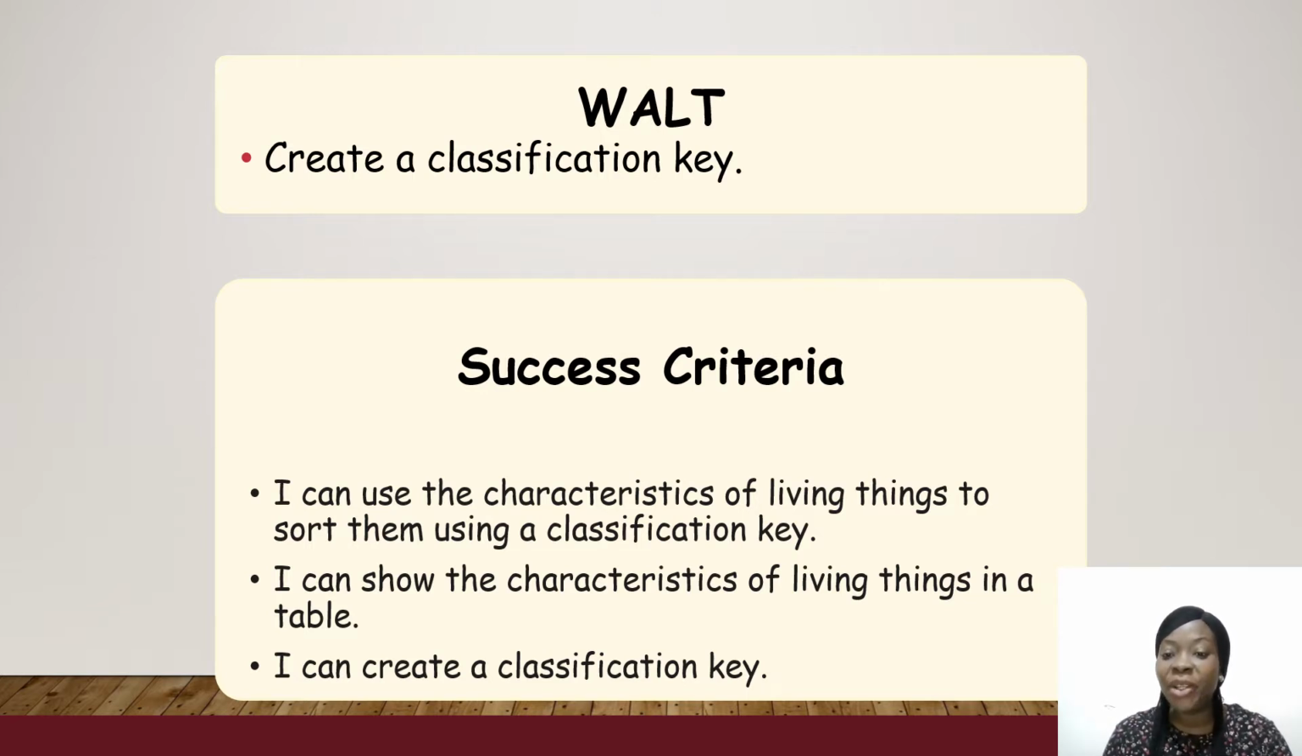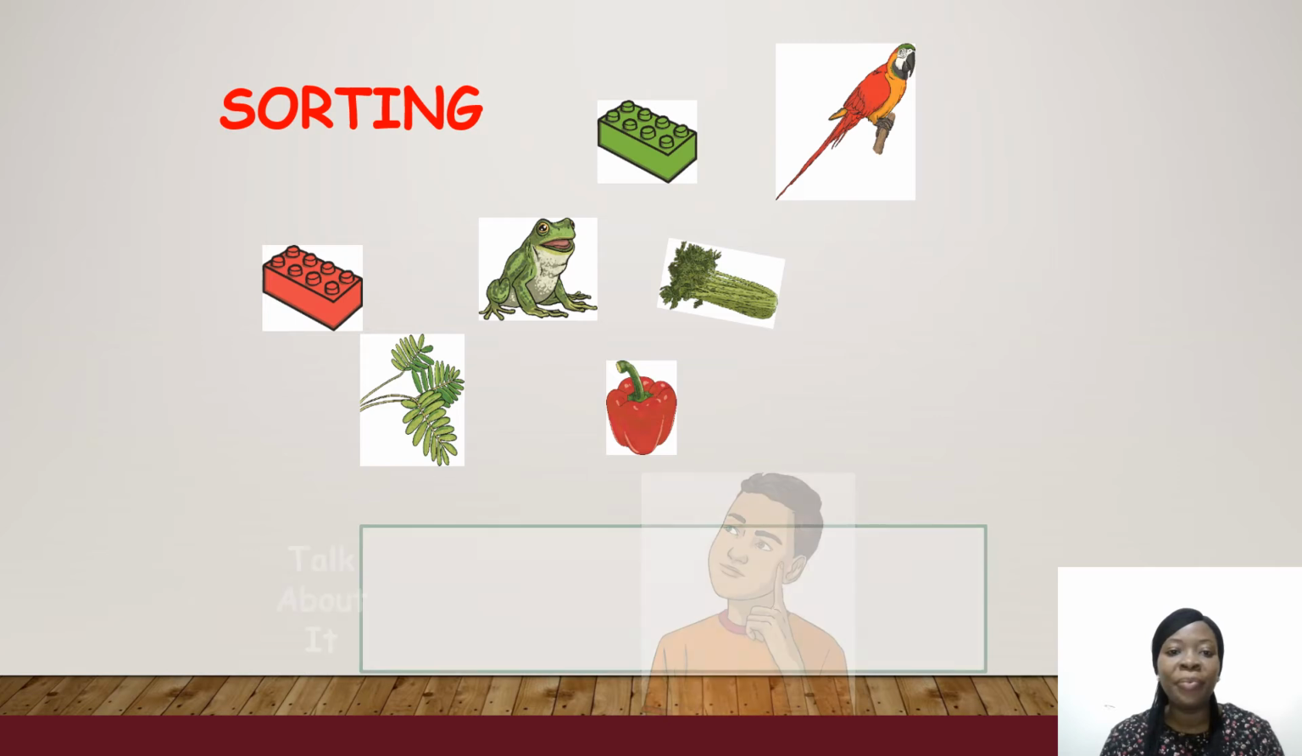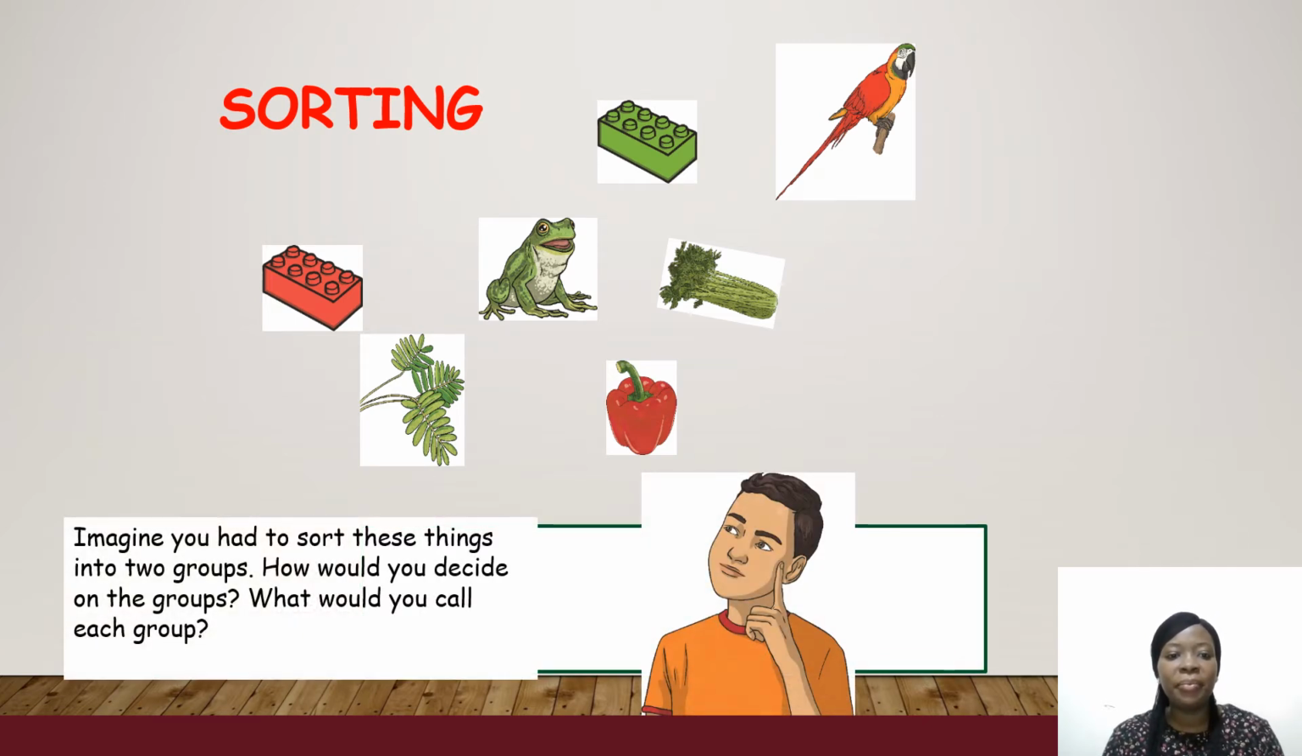All right, so today we're going to revise creating a classification key. We are learning to create a classification key. At the end of today's class, you should be able to use the characteristics of living things to sort them using a classification key. You should be able to show the characteristics of living things in a table. And you should also be able to create a classification key. And I know someone would say, what is a classification key? You're going to find out shortly. Just hold on.